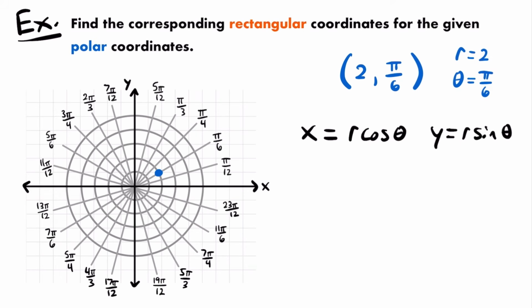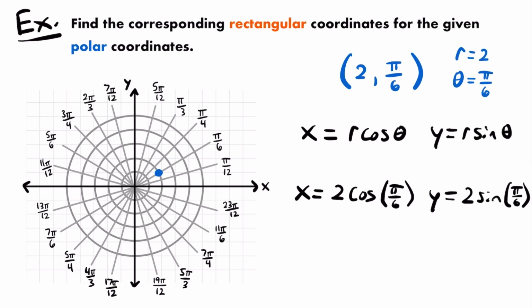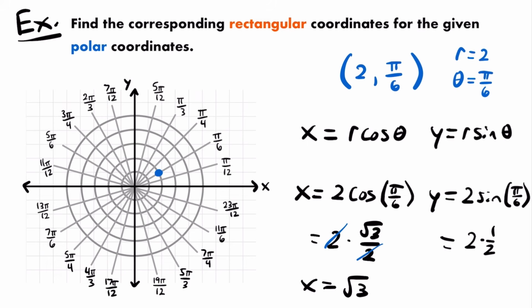So if we plug in the values we know, we will have that x is equal to r, which is 2, times cosine of theta, which is pi divided by 6, and we'll have y is equal to r, which is 2, times sine of theta, which is pi divided by 6. Now, cosine of pi divided by 6 is equal to the square root of 3 divided by 2. So this is equal to 2 times the square root of 3 divided by 2. Those 2's will cancel out, and so that will leave us with x is equal to the square root of 3. Now for y, sine of pi divided by 6 is equal to 1/2. So this will be equal to 2 times 1/2, which is equal to 1. So y is equal to 1.